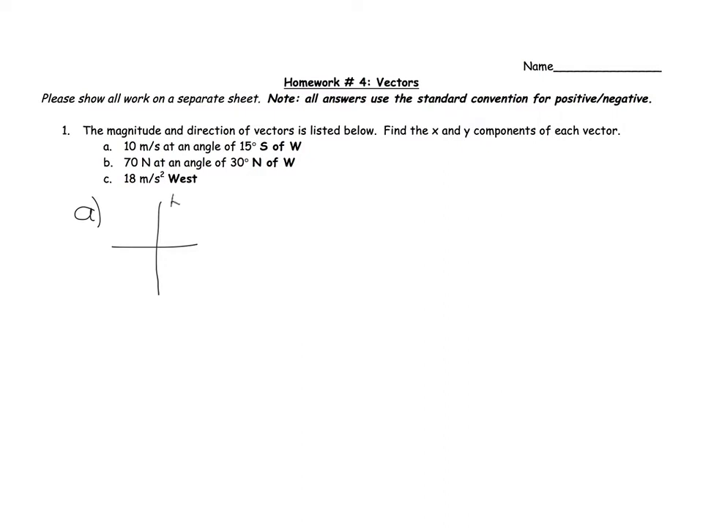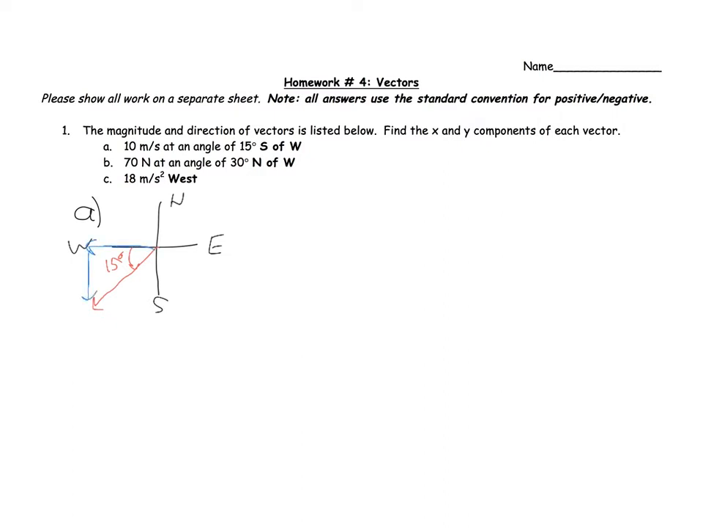I have our north, east, south, west labeled here, and we see that it's 10 meters per second at an angle of 15 degrees south of west. So I'm going to start with my west direction, and I'm going to go 15 degrees south of it. So there's my 15 degrees. So my vector is going to look something like that. I'm now going to draw out my components here. So I'm going to have my x component going that way, my y component going that way.